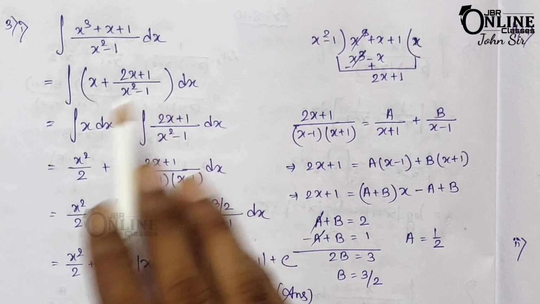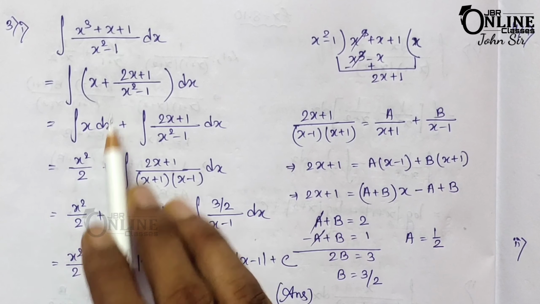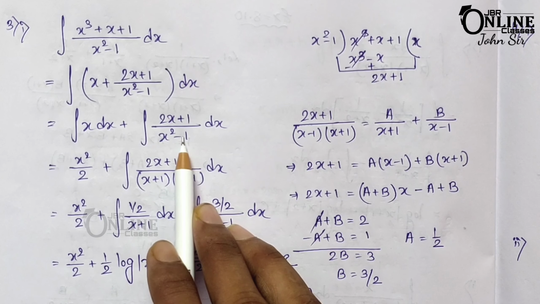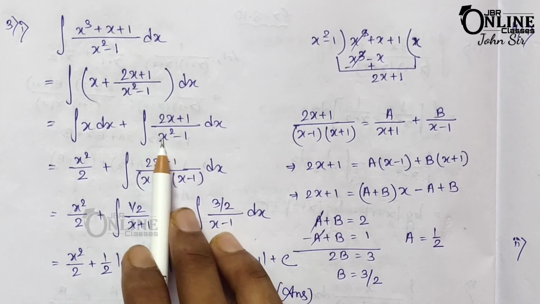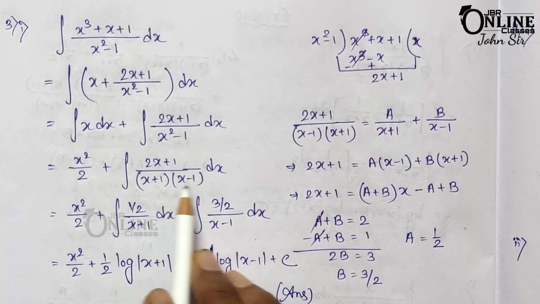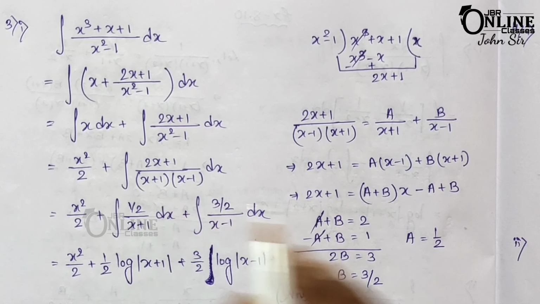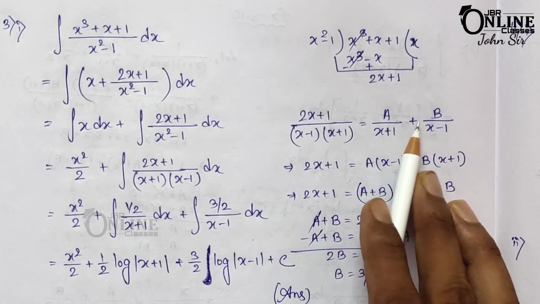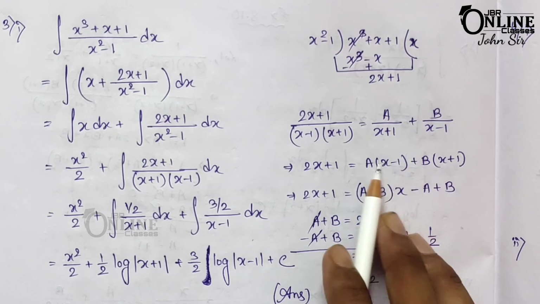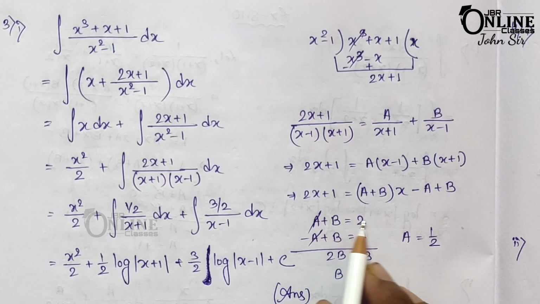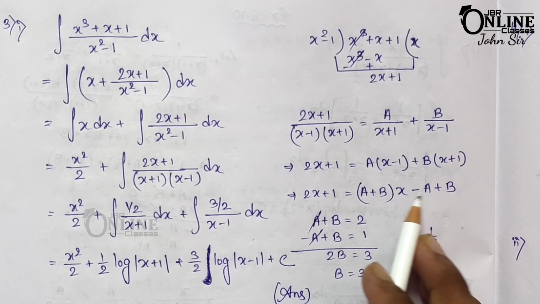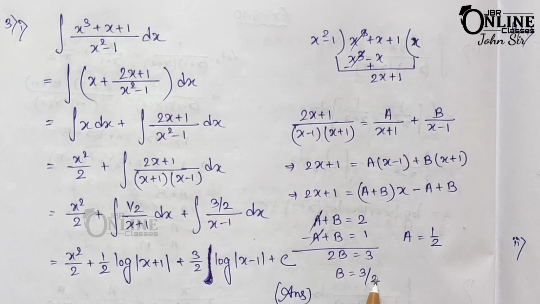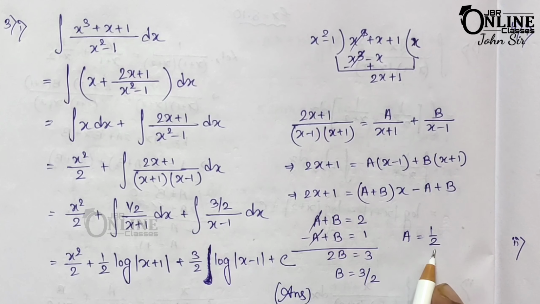Okay, so now if you separate the integration, so integration x dx, and this one will be integration 2x plus 1 by x square minus 1. And as you know, x square minus 1 means x plus 1 x minus 1. Okay, so by partial fraction, it will be this one equal to a by x plus 1 plus b by x minus 1. Okay, so here a plus b equal to 2, and a minus b equal to 1. So from that, b equal to 3 by 2 and a equal to half.